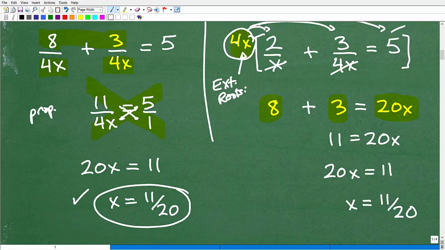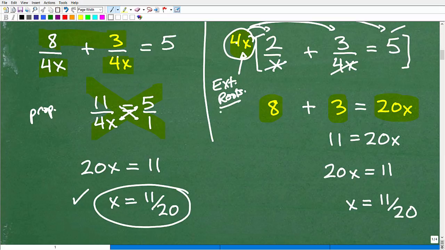Okay, if you just think about what this word means, extraneous or extra roots, it means that when you go to solve this, your solution could be an extra solution. It may not be, in fact, the actual solution to the problem. So you have to substitute this solution back into the original equation to see if in fact it checks out.